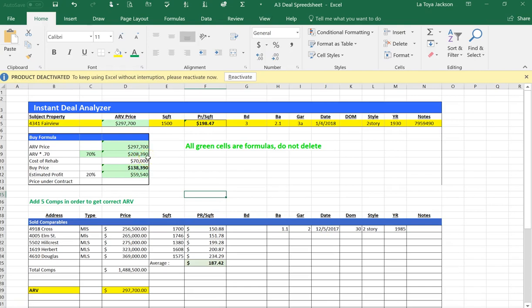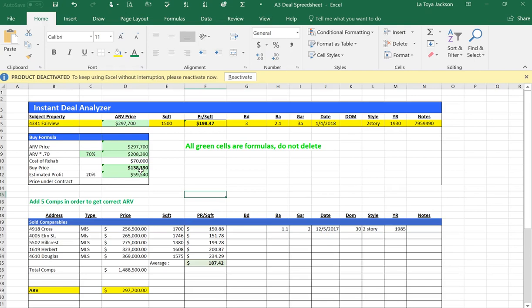So that's 208,390. Now, once you get your repair estimate, your 3 repair estimates from your contractor, you may come in at $70,000. So $70,000 is the cost of rehab. You subtract that from that amount of 208, and you're left with your buy price. That's the price I'm buying this property at. We call it your max offer.